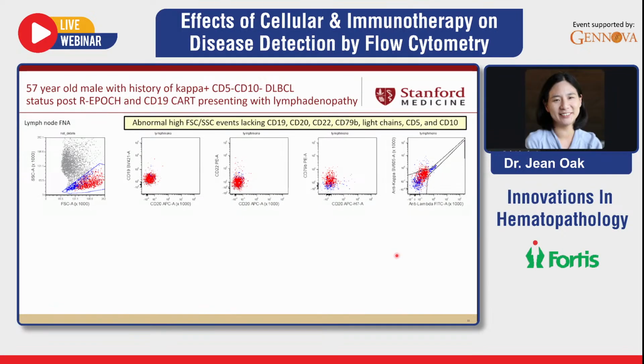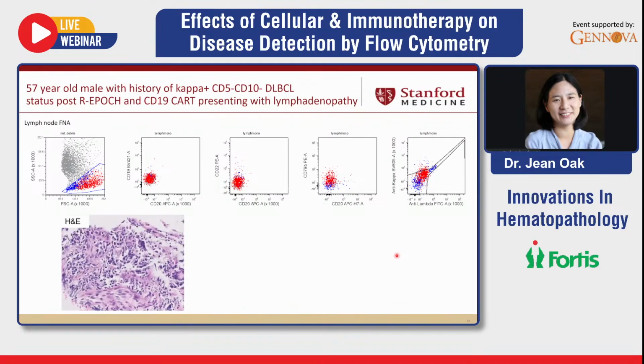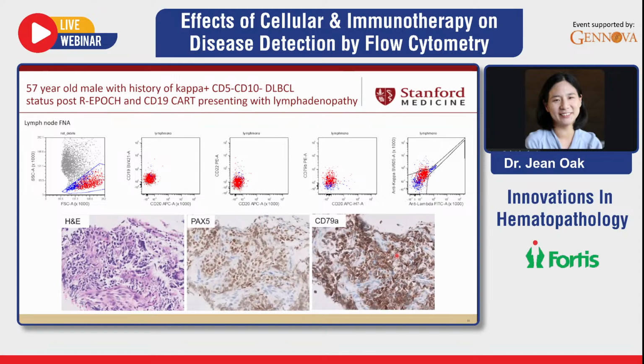So this clearly looks abnormal, but we're having trouble getting it into the B cell lymphoma camp because it seems to downregulate all B cell antigens. Here's the concurrent cell block. You can clearly see that this looks very suspicious with large cells, and the abnormal cells were positive for PAX5 and CD79A, which shows that this is a recurrent large B cell lymphoma with loss of multiple B cell antigens. This can happen occasionally.